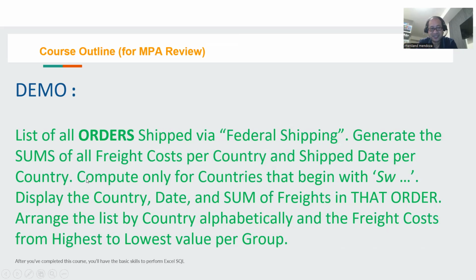Another addition that I added here is the wildcard. It says here you only have to show me calculations for those countries beginning in certain letters, in this case SW. Next, the sorting has two requirements. Of course, logically, you have to sort the country alphabetically, but for the freight cost, he wants it in reverse order, meaning from highest to lowest.